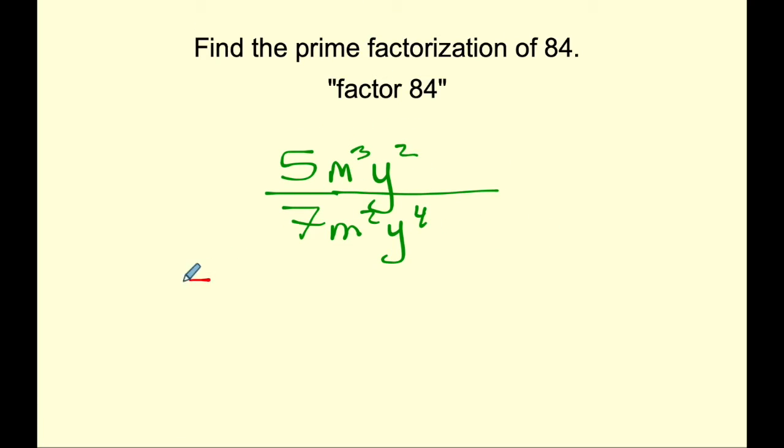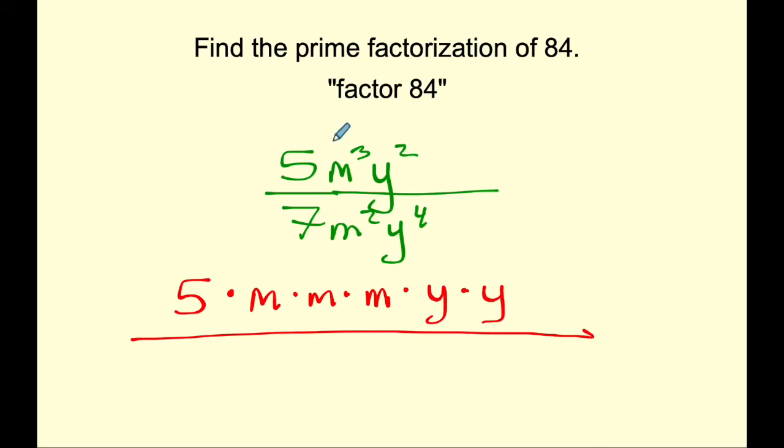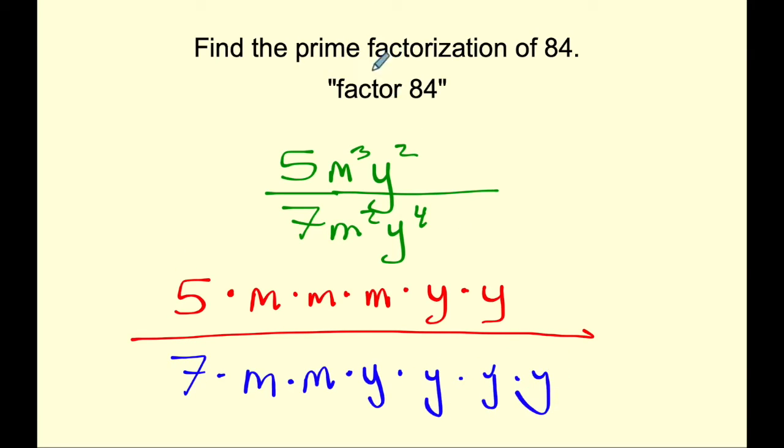We've learned today that m to the 3rd power can be written like this: m times m times m. y to the 2nd power could be written like this, y times y. So this top green number is written right here in red, just kind of spaced out. This bottom number I can write in blue. m squared is m times m. y to the fourth is y times y times y times y. And then the same thing that we did before, we could do again.